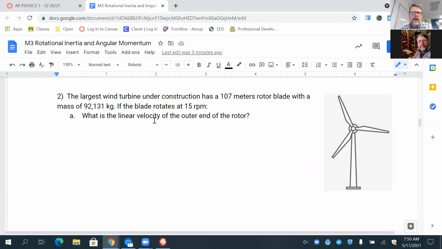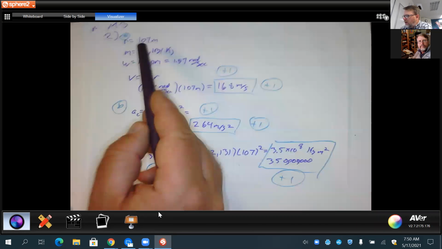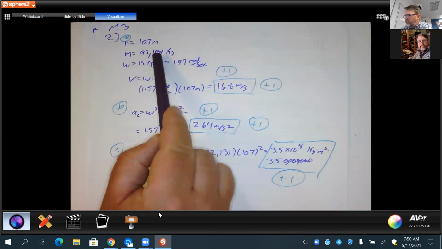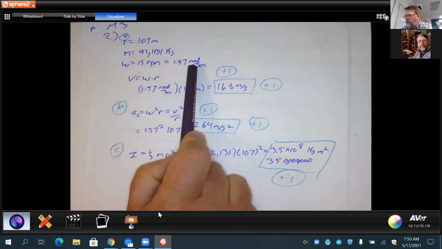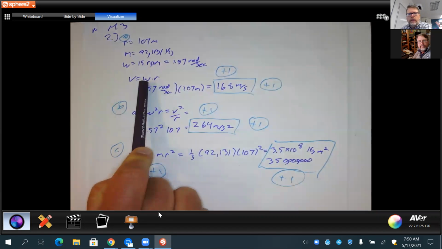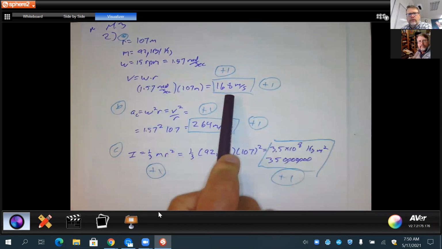Okay, so what is the linear velocity of the outer end of the rotor? We know the radius of each blade, the mass of each blade, and the angular velocity of the blade. We can get that into radians per second. If we have it in radians per second times the radius, that gives us our linear velocity.